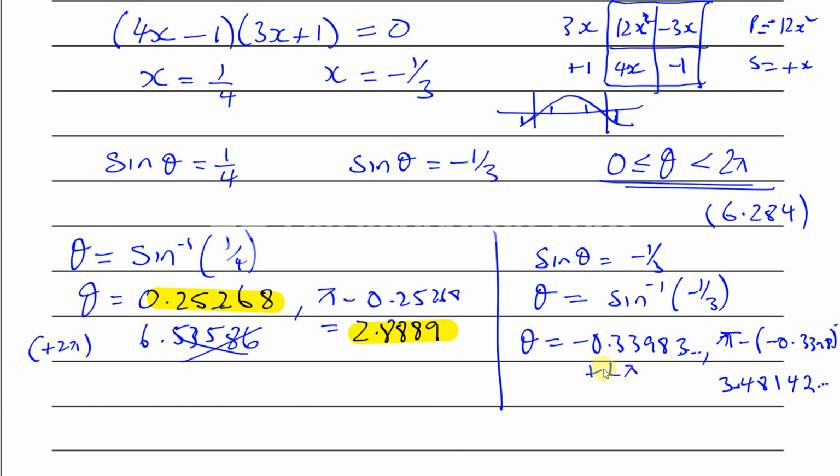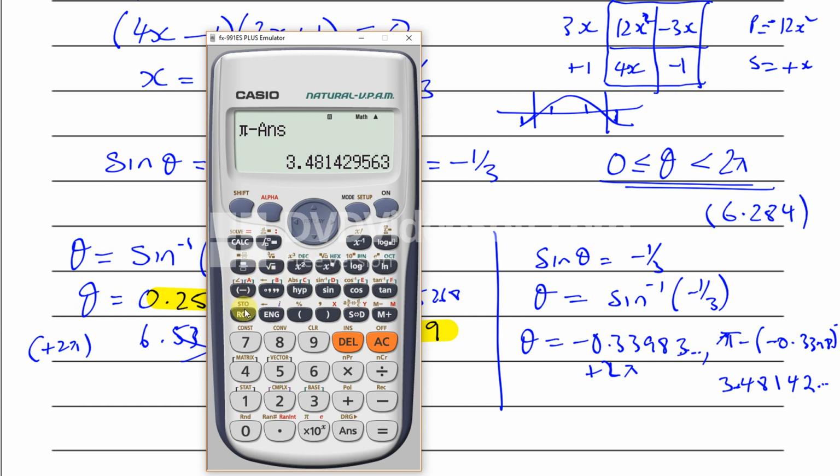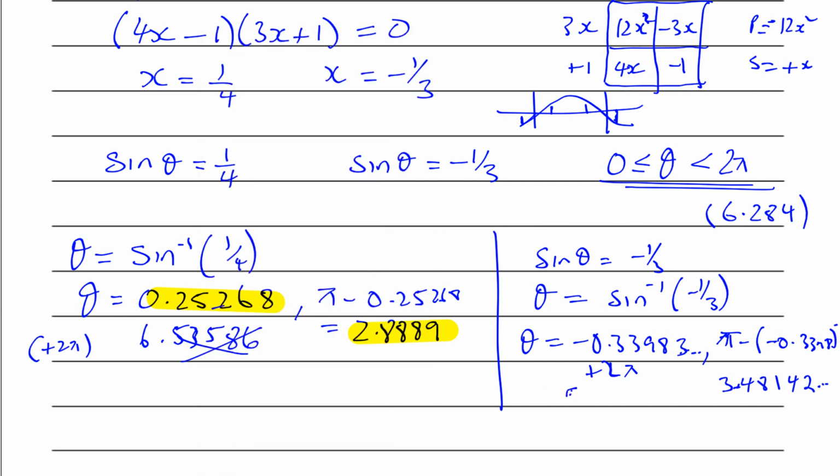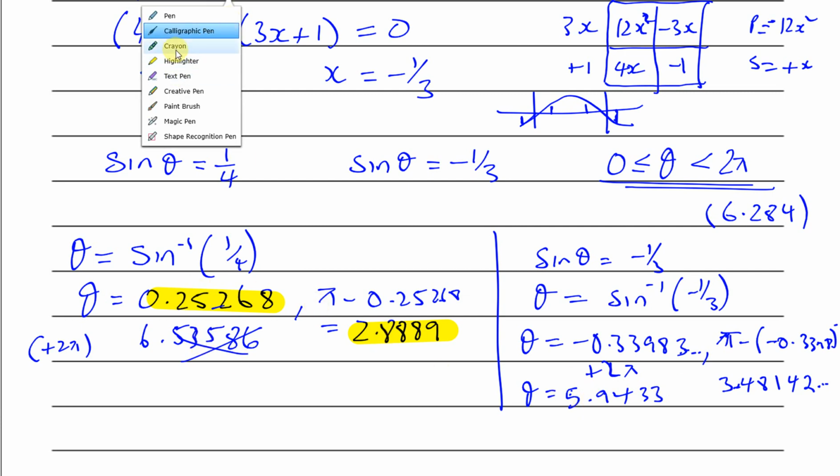So we take this first answer, which I stored, recall as C, and I'm going to add 2 pi to that. And we'll see that this angle is within our range. It's 5.9433. So we end up with 4 angles altogether, which I'm going to round to the right degree of accuracy, but I'm just highlighting them so we can see where they are.